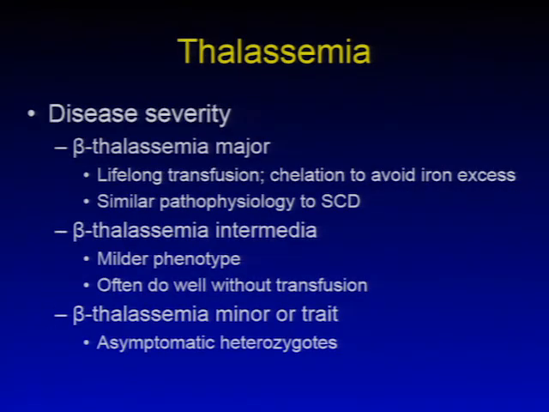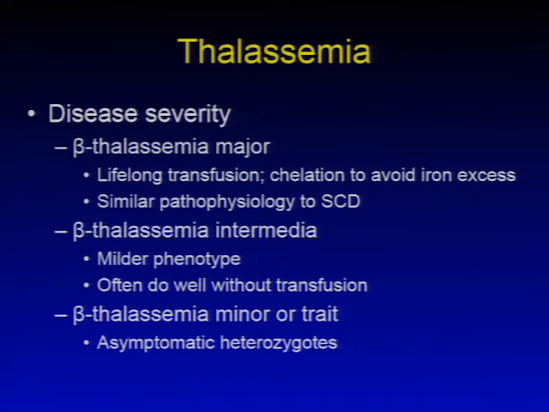The disease severity here, there is a major, intermediate, and a minor degradation. The beta thalassemia major patients will almost universally require lifelong transfusion. And along with that, chelation therapy because of the iron excess that comes from the blood transfusions over time. Pathophysiology here is very similar to sickle cell disease with the anemia, painful crises, acute chest syndrome as well can be a big problem in the beta thalassemia major patients.